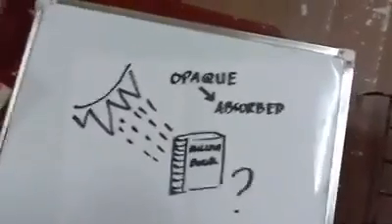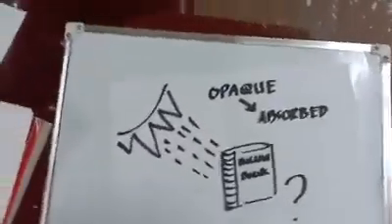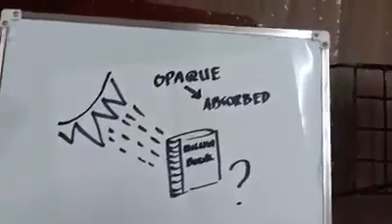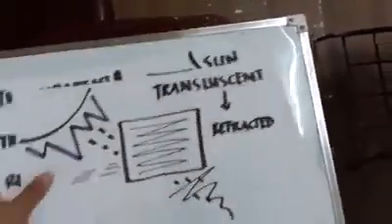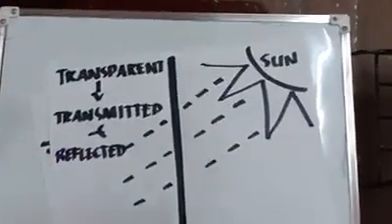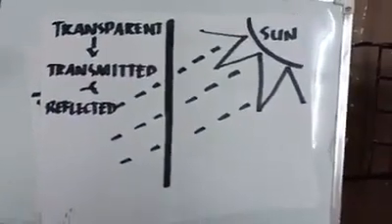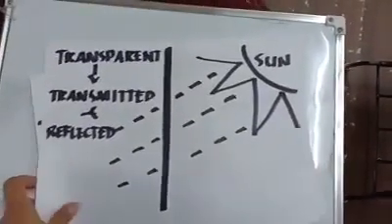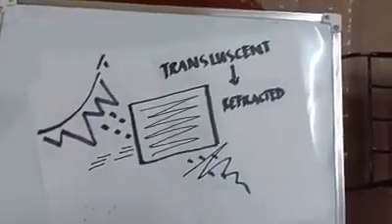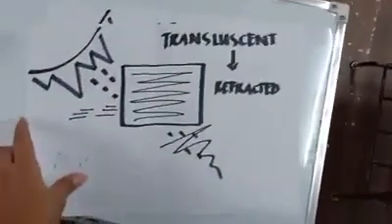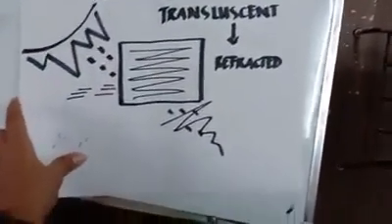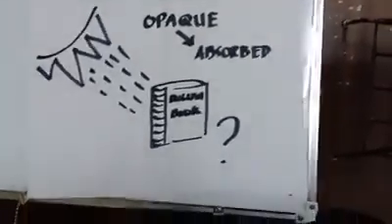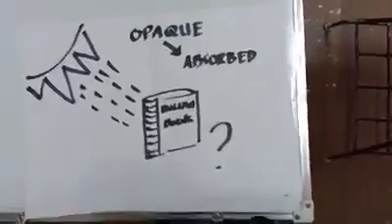So again, we have three different types of materials. Number one is opaque, number two is translucent, and number three is transparent. Transparent materials can be transmitted and reflected. For translucent, some of the light is transmitted but some of it is refracted or bounced back. And the third one is opaque, wherein the light can only be absorbed but cannot be reflected.